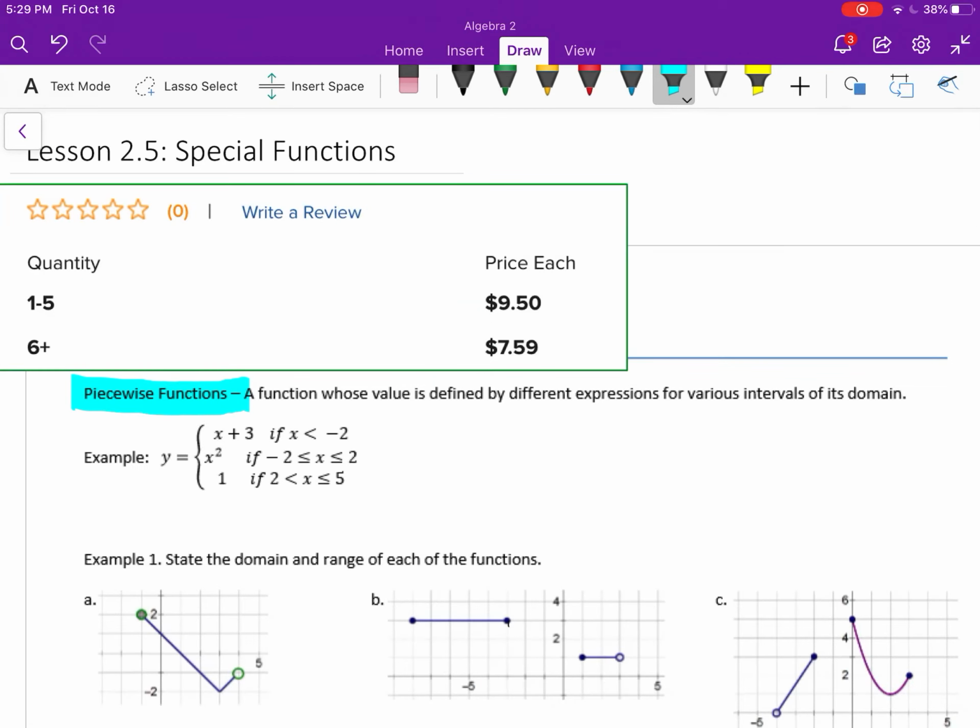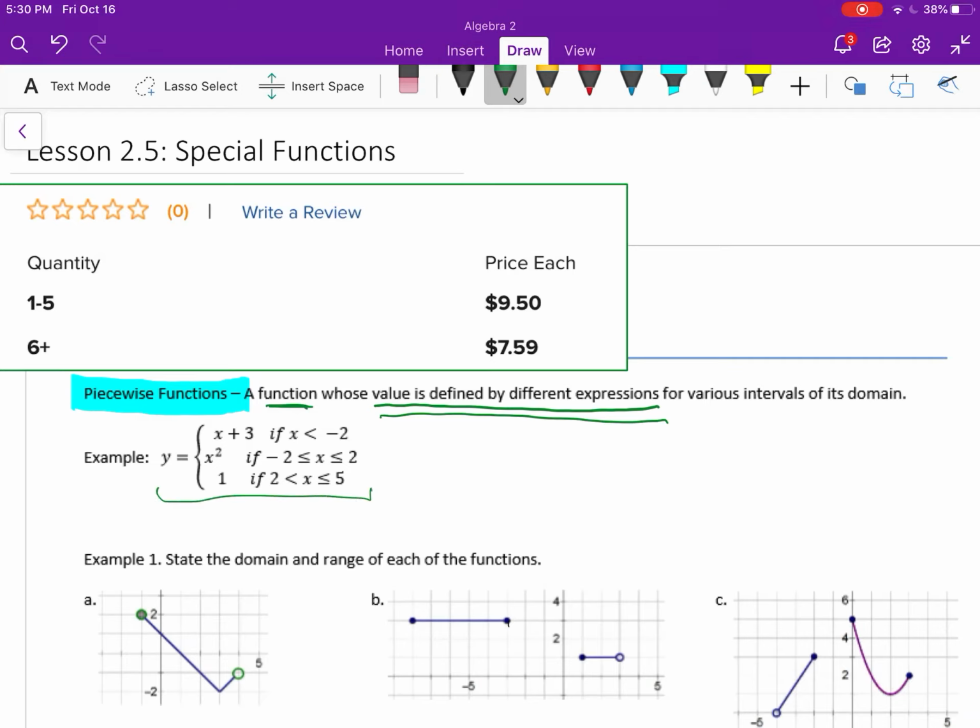It says a function whose value is defined by different expressions for various intervals of its domain. So it seems like a complicated definition, but it says it's a function, so we know it's a function, whose value, so a function gives us a value normally, is defined by different expressions. So the value is defined by different expressions.